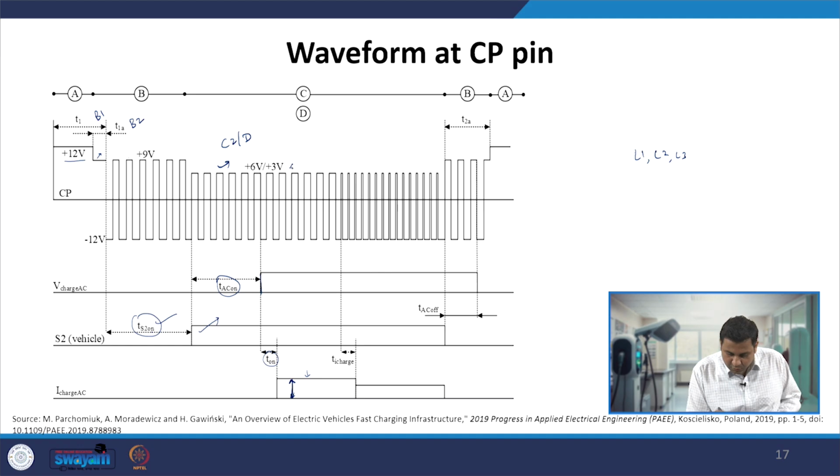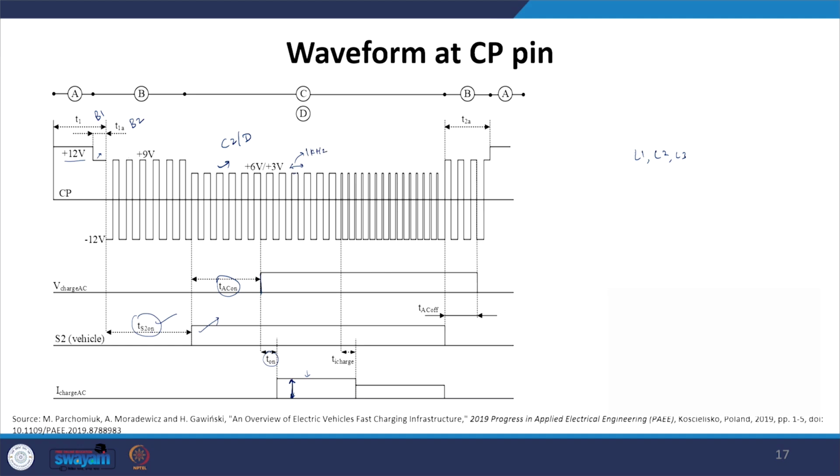So this value is nothing but 1 kilohertz, the cycle time, and this duty ratio will actually tell the EV that this much is the maximum current which can be demanded, and the vehicle must demand a current smaller than that maximum value of current which the EVSE can support.